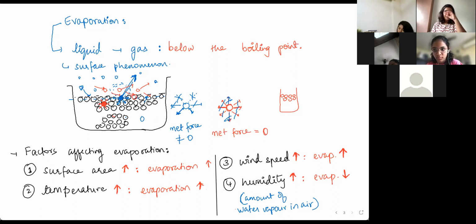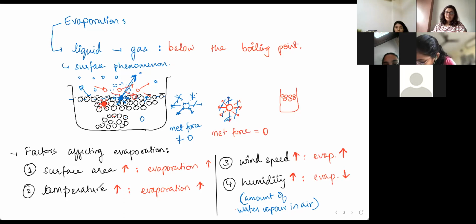So on evaporation, you might get questions based on what is evaporation, how it happens, and factors affecting evaporation. Either you'll be asked a direct question, ki what are the factors affecting and how do they affect evaporation? Or you might be asked an application based question, like the cases that we have discussed. Agar evaporation zyada hona chahiye, they'll give you a situation. Drying clothes, maybe drying your hair or whatever it may be, and then they'll ask, if we need this to be faster, then what can you do about it?